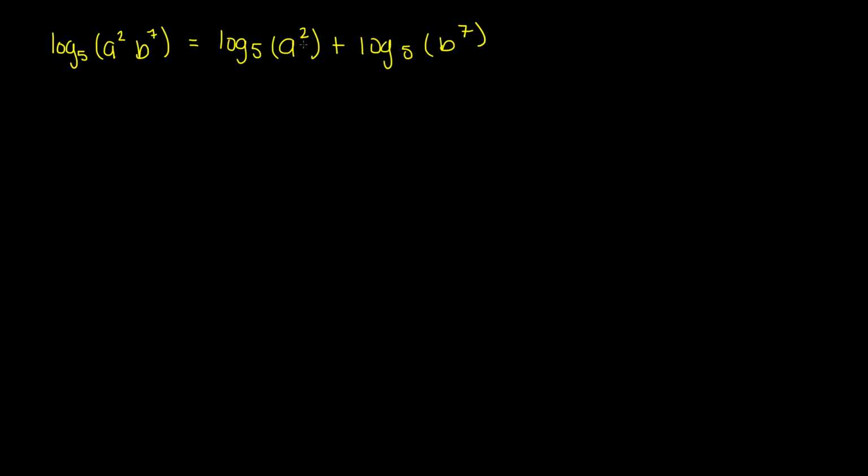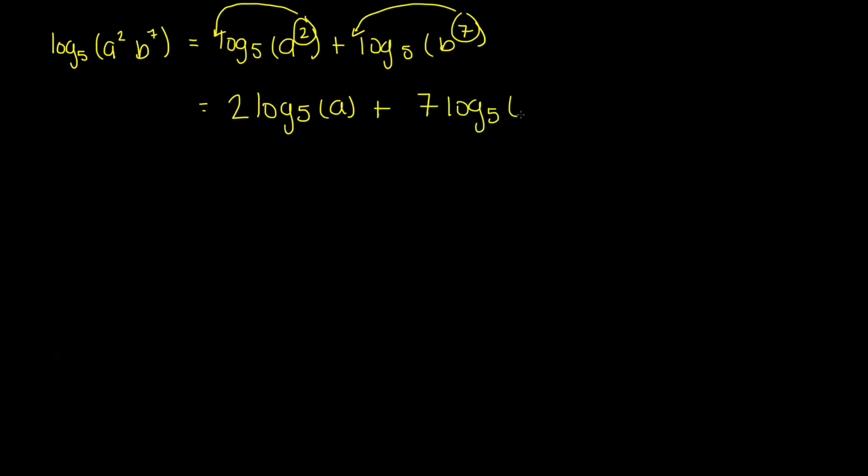Okay, the next thing I notice is both of my values here have an exponent. So that exponent, I'm just going to grab it and move it to the front. Bam. And I am left with 2 log base 5 of a plus 7 log base 5 of b. All right, and that was the power of the properties of logarithms for me to expand that out. So that was pretty clean, pretty straightforward, pretty quick.